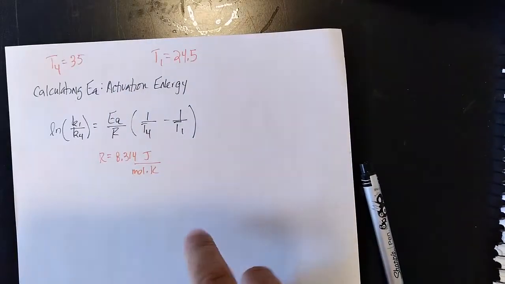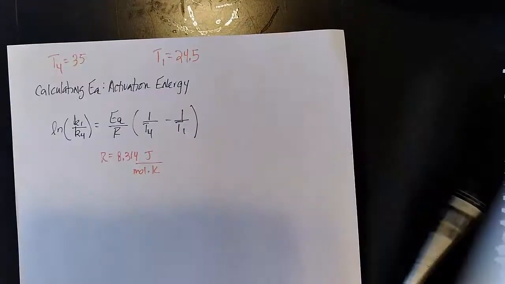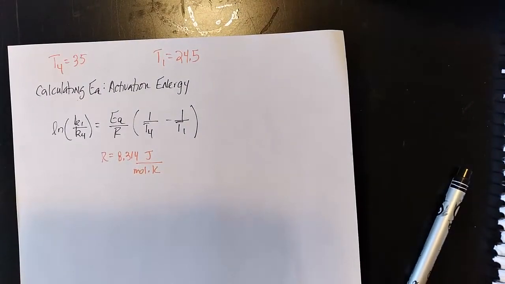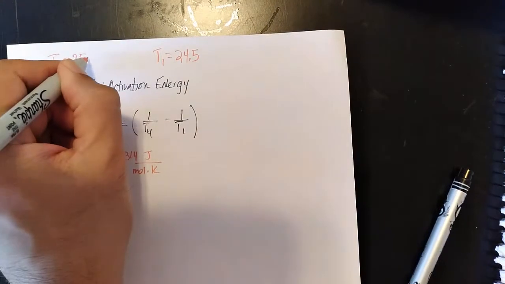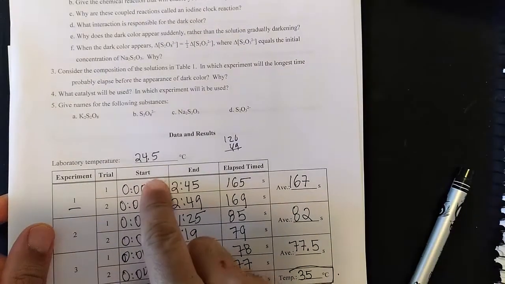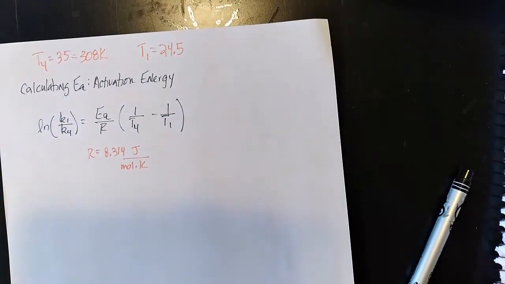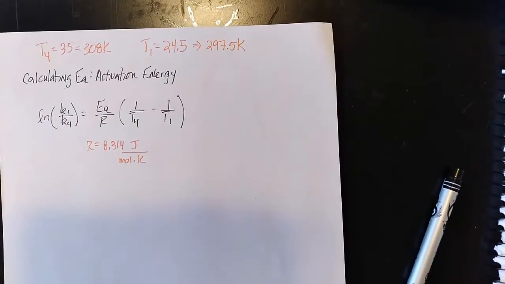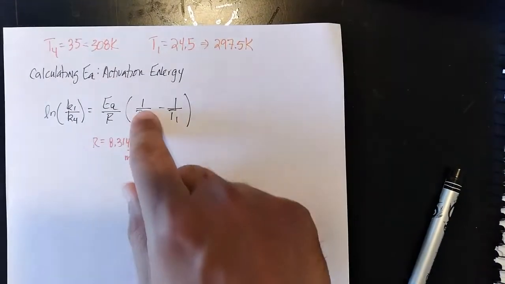Let's put that in Kelvin because R is in Kelvin. So let's add 273 to that and see what we get. I'm getting about 308 K. And our other temperature that we did was at 24.5 degrees, so we'll go ahead and convert that to Kelvin. Okay, so we got T1 here, we got T4 here.